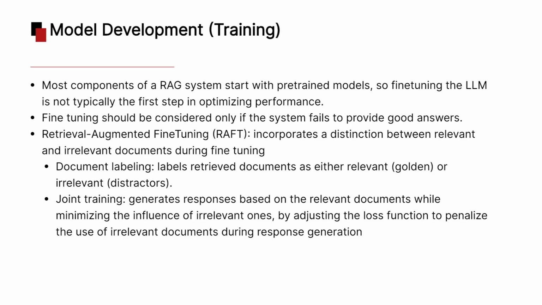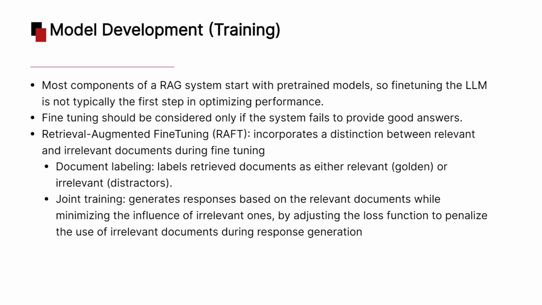When designing a chat PDF-like system using Retrieval-Augmented Generation, RAG, it's important to understand that most components begin with pre-trained models. Fine-tuning the large language model, LLM, is typically not the immediate step to optimize performance. Why? Pre-trained models already have strong general language understanding and generation capabilities. The retrieval component plays a crucial role in providing relevant context to the LLM. Fine-tuning should be considered mainly if the system consistently fails to produce accurate or contextually relevant answers. This approach avoids unnecessary computational cost and complexity.